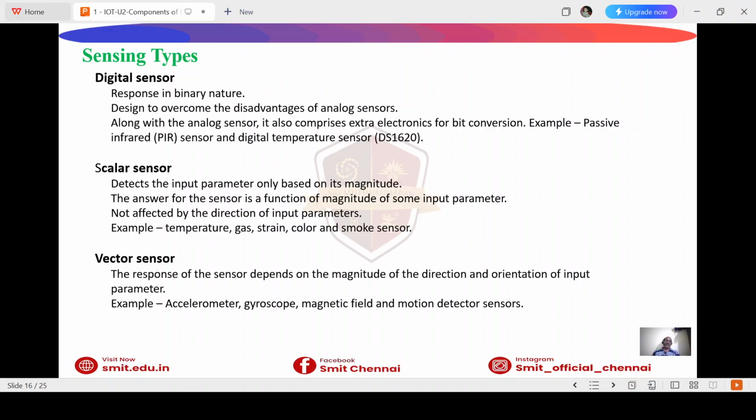So PIR sensor and digital temperature sensor. The analog temperature sensor will have the analog value, whereas if you have an analog to digital converter inside your control unit, you will be having a digital temperature sensor.